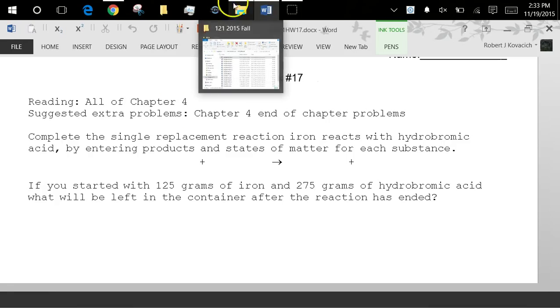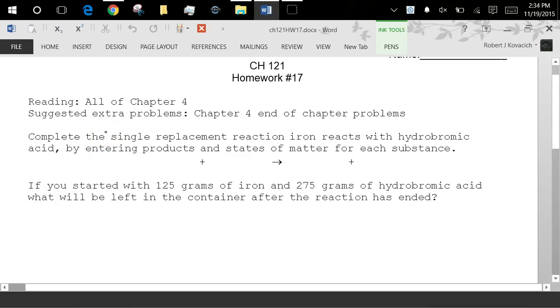Okay, for this first question up here, what am I writing down for the chemical reaction? Okay. What else? Really? Okay. State? Okay. And then on the other side?